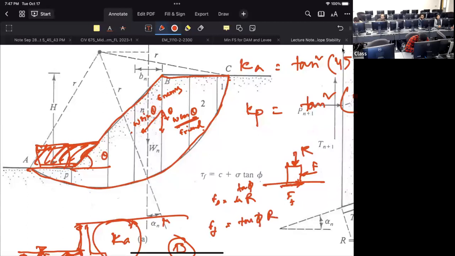When you only have friction, now we add the cohesion. What will happen? You add the cohesion with it. Let's call it cA. But this is a force. If you want to convert it into a stress, divide by the area.